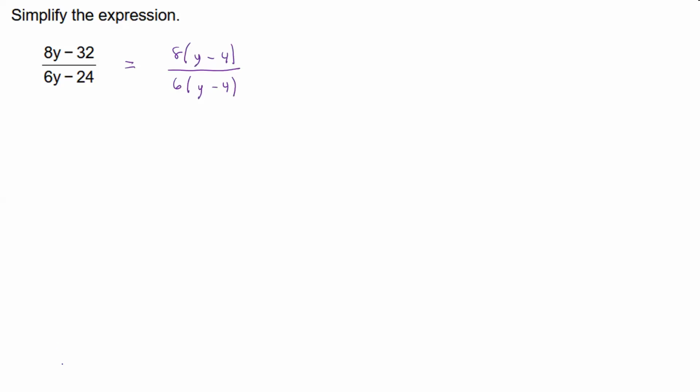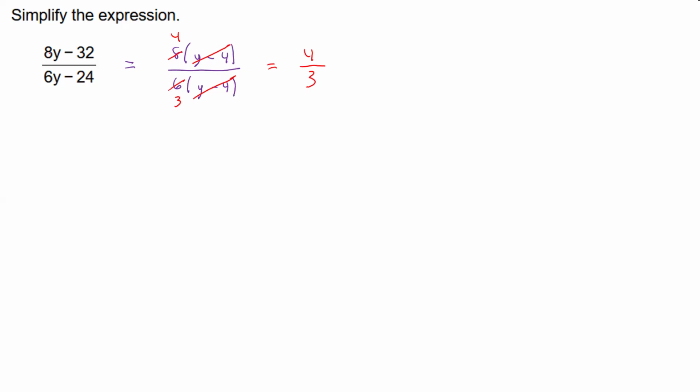Okay, so again, let's change colors here to cancel. Well, our y minus 4 cancels our y minus 4. Now 2 will go in here 3 times, 2 will go in here 4 times, so then we get the answer 4 over 3.